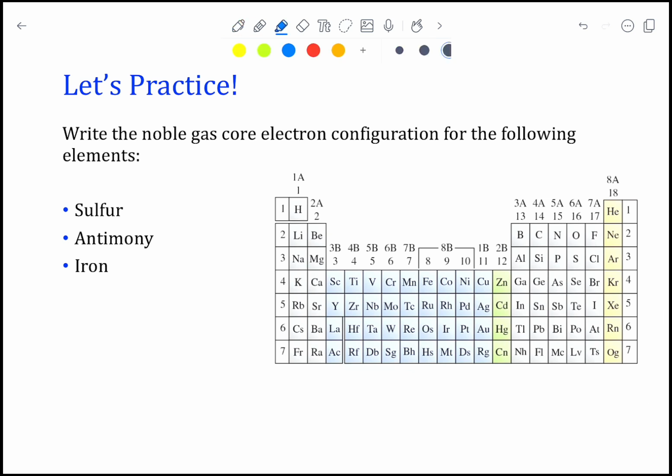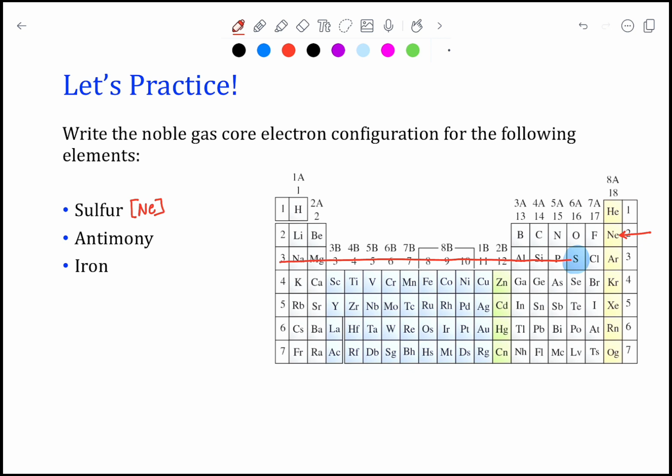So if we're looking at sulfur, we want to do the noble gas core configuration for sulfur. Well, sulfur is right here. So the noble gas that comes before it, I'm going to work backwards from my periodic table, which leads me to neon. Neon has 10 electrons, sulfur has 16 electrons, so we have 6 electrons that we have to fill in.